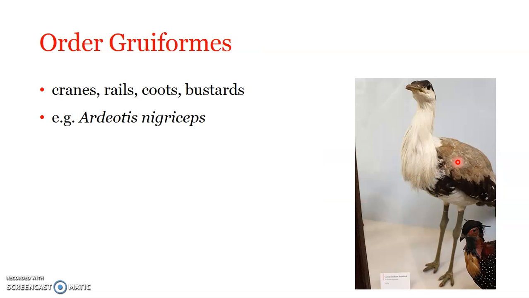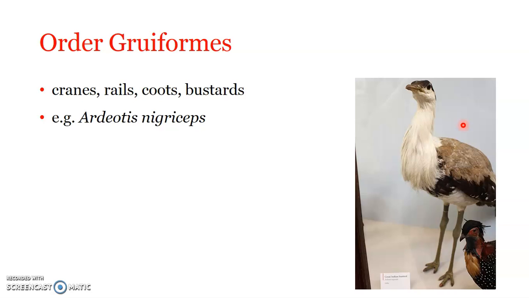Then we have the order Gruiformes. Gruiformes includes cranes, rails, coots, bustards. Okay, the great Indian bustard, that is Ardeotis nigriceps, and it is an endangered one. They are small, medium, and large-sized birds. Obviously, the bustard is a large-sized bird. They are flightless or weak flyers, or even strong flyers can be seen. Cranes and all are strong flyers, obviously.